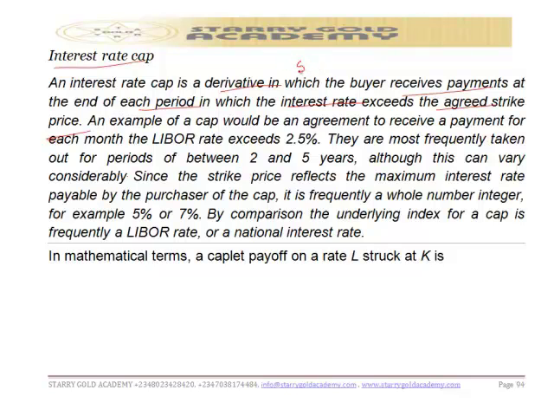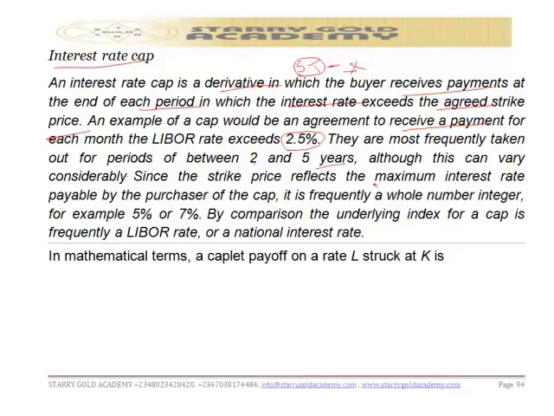So the payoff is ST minus exercise rate, X. So what is received is higher than what is paid. An example of a cap would be an agreement to receive a payment for each month LIBOR exceeds 2.5%. They are frequently taken out for a period of 2 to 5 years.